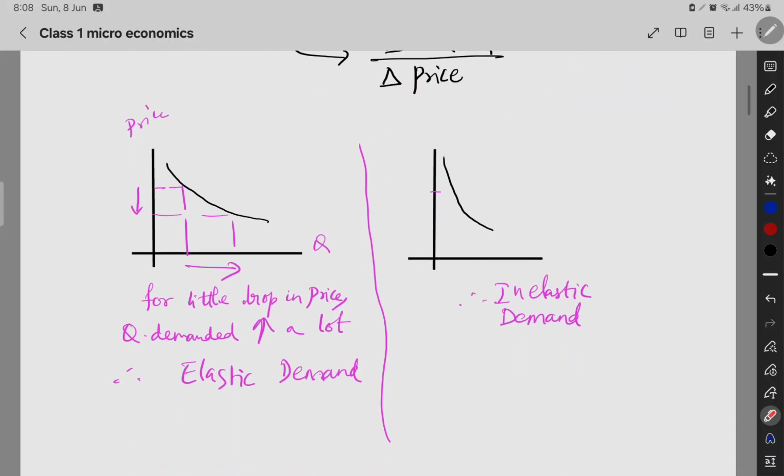Okay, for example, let me take two curves, this curve and this curve. You can see this curve is more horizontal, compared to this curve which looks vertical. That means if I drop a little price, my quantity demanded varies a lot. For a little drop in price, the quantity demanded in the market is a lot. Such kind of demand I call elastic demand. But here, I dropped my price, but the quantity demanded did not vary much. This is inelastic demand. Okay.